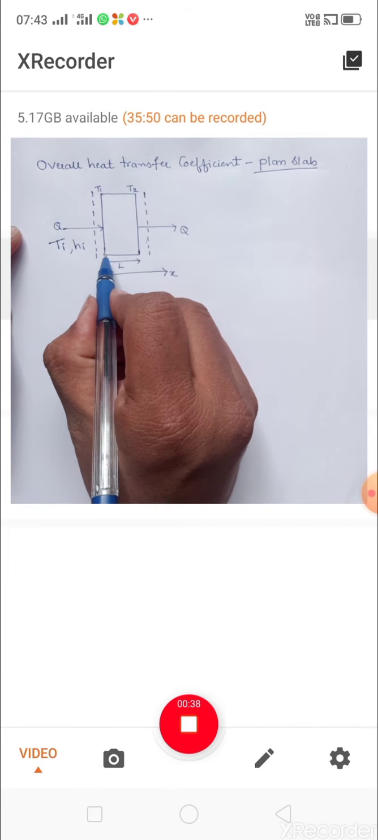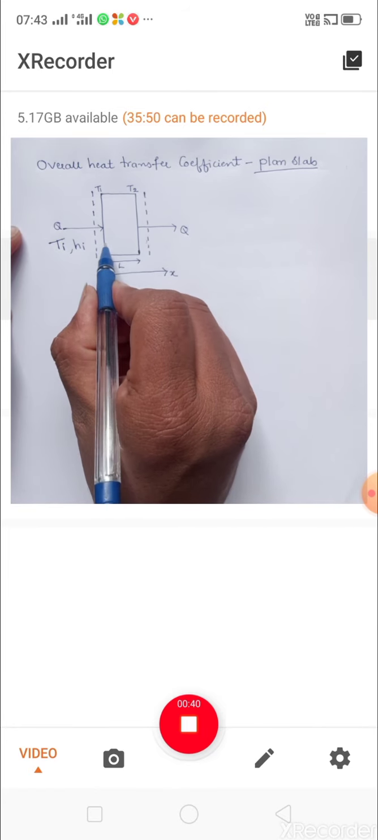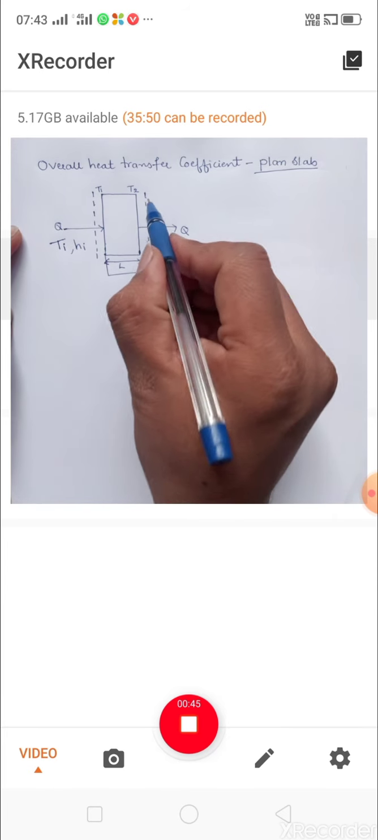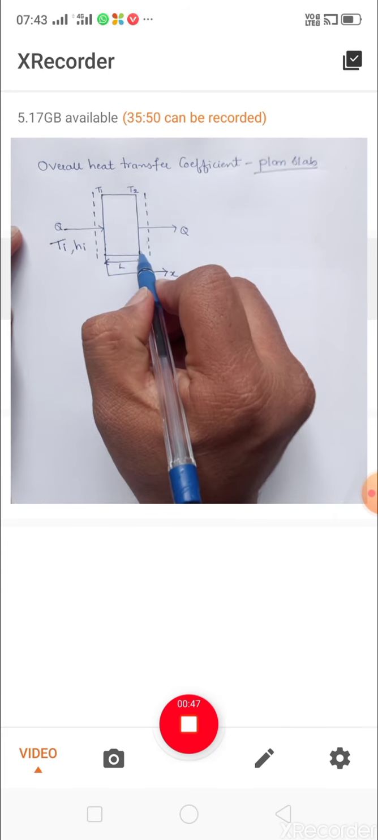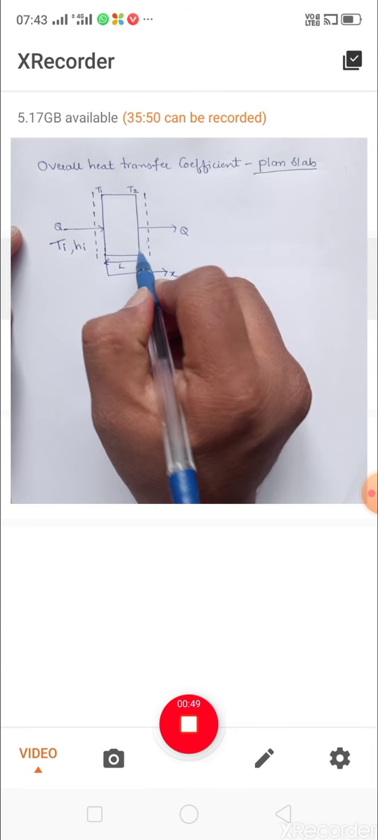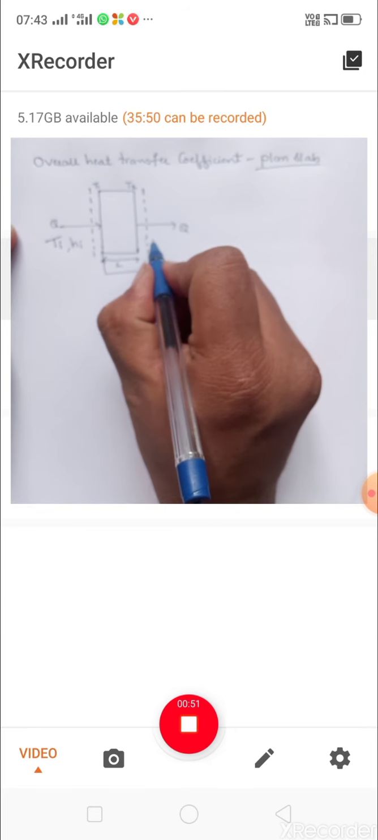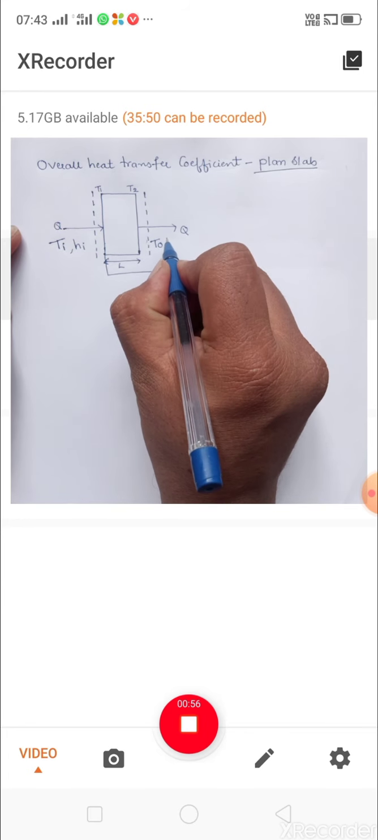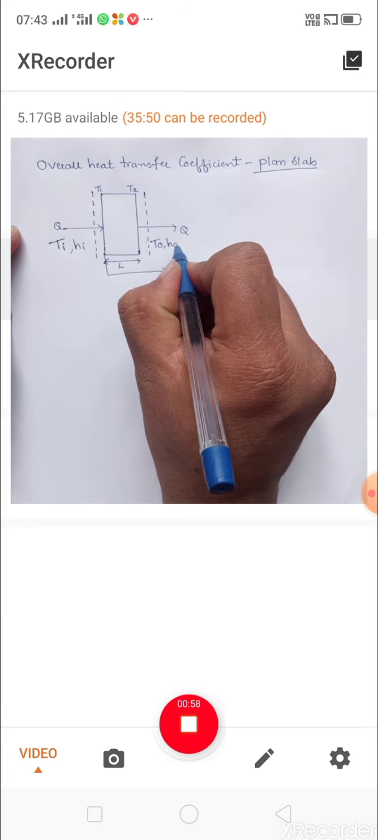Then from here to here conduction heat transfer takes place. Then again from the right surface of the slab, heat transfer occurs by convection to the ambient air, which is maintained at temperature T0 with convective heat transfer coefficient H0.